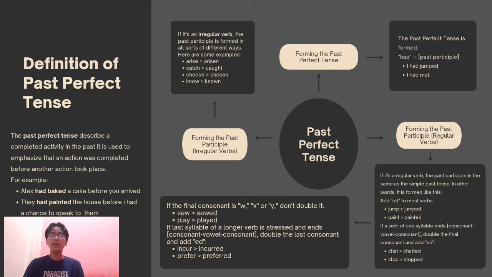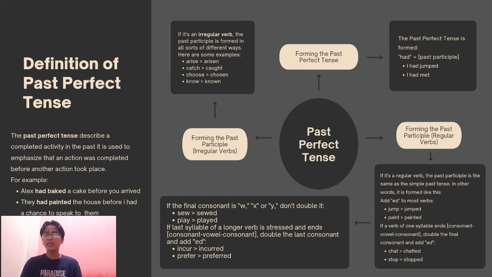For example, Alex had baked a cake before you arrived. And another example is they had painted the house before I had a chance to speak to them. There are several forms of past perfect tense. To be precise, there are three forms, namely forming the past perfect tense in general and forming the past participle with the regular verbs and also with irregular verbs.